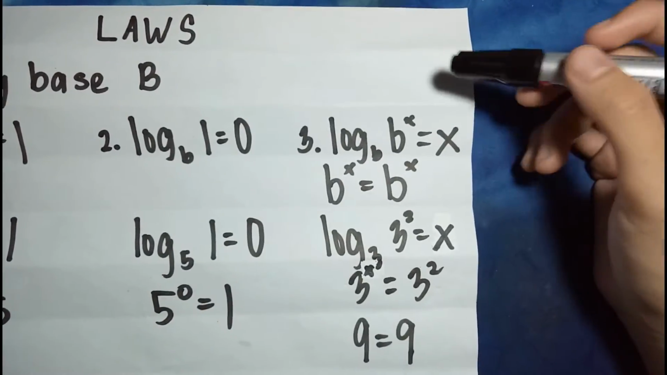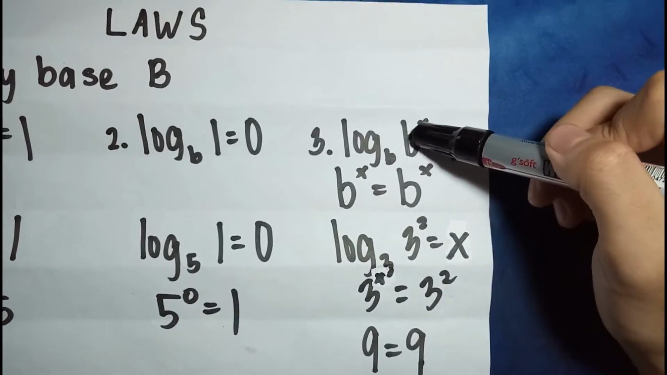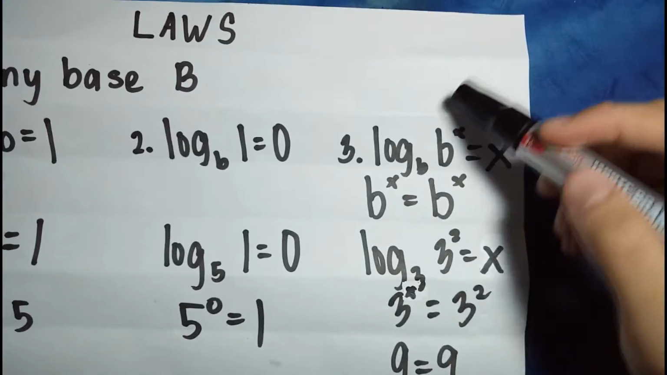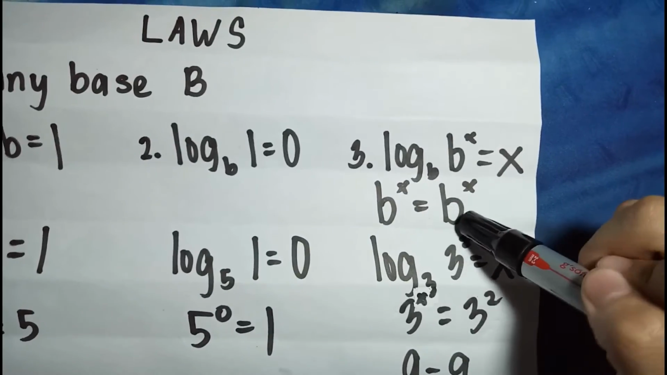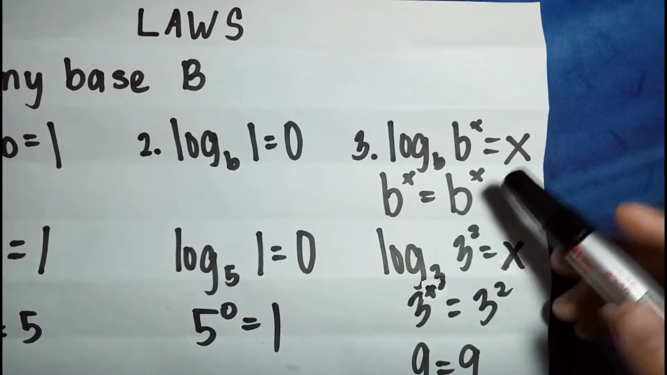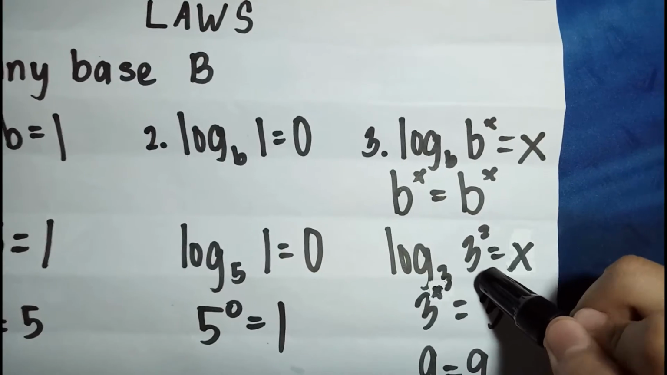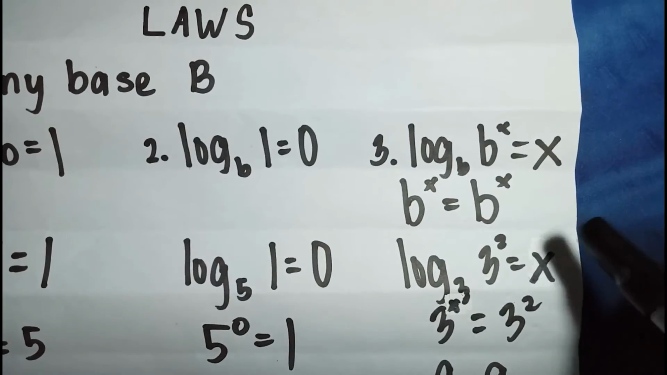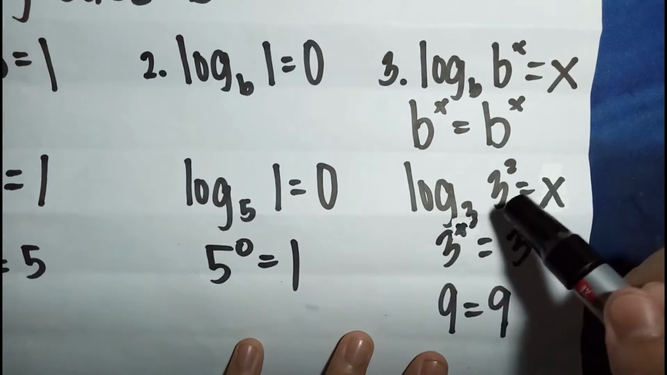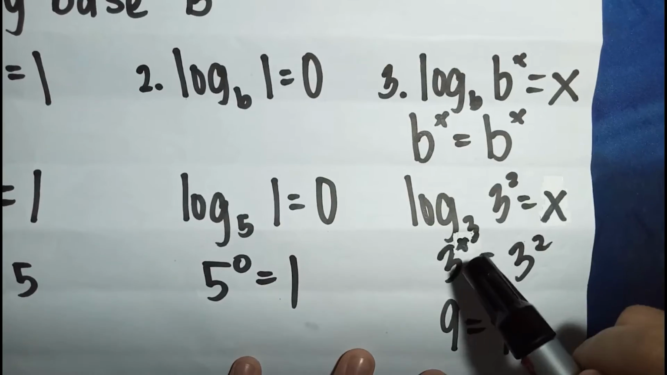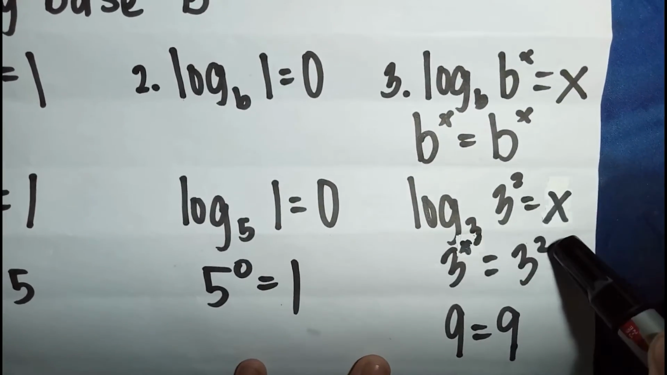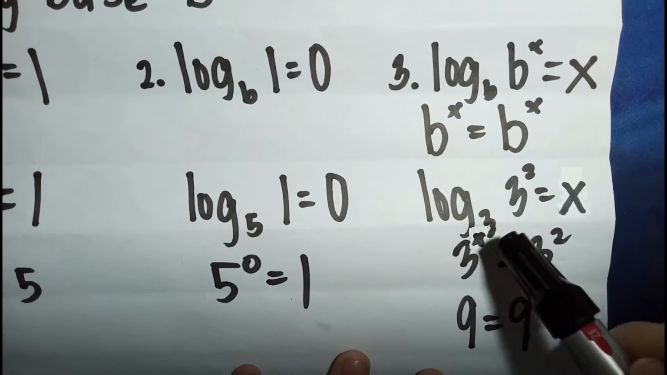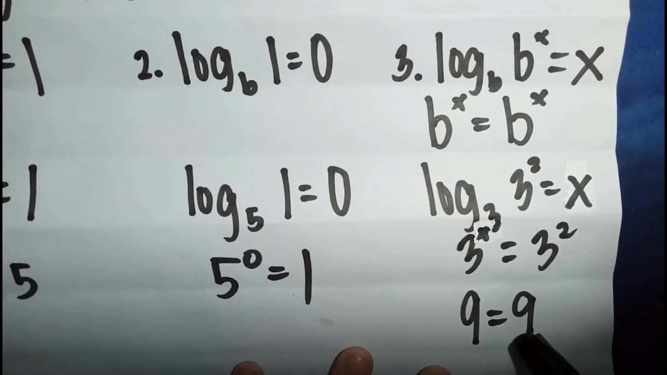In our third situation, you will see that logarithm of b raised to x to the base b is equal to x, wherein b raised to x is also equal to b raised to x. An example of that is logarithm of 3 raised to 2 to the base 3 is equal to x, and if you convert it to exponential equation, 3, which came from the base, and x will be the exponent, is equal to 3 squared. 3 squared is equal to 9 and 3 squared is equal to 9.